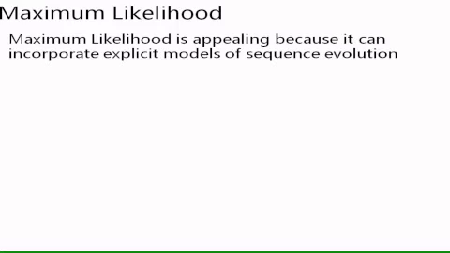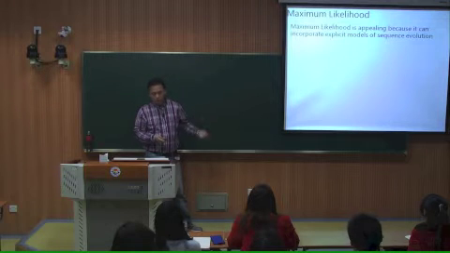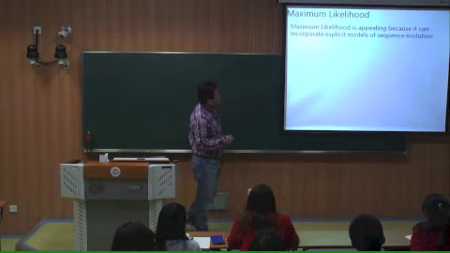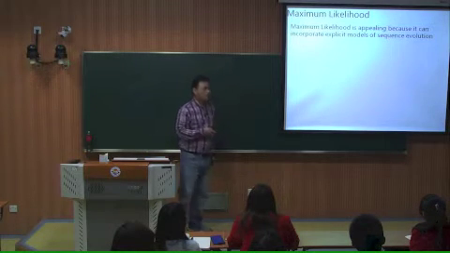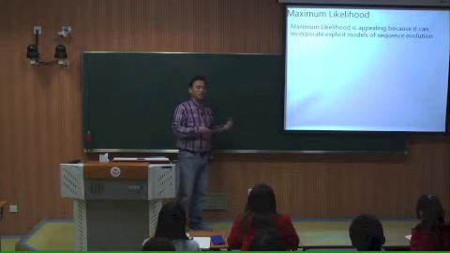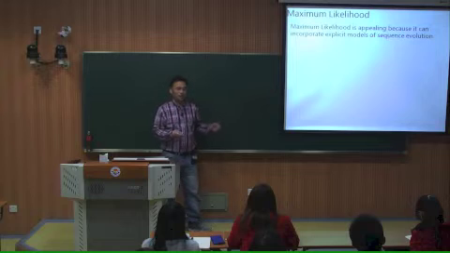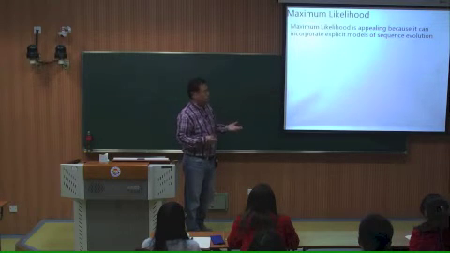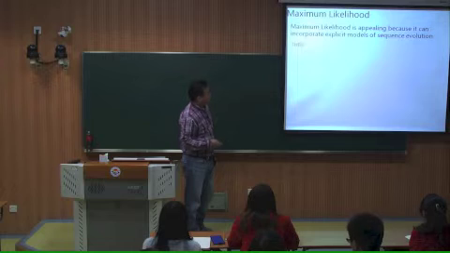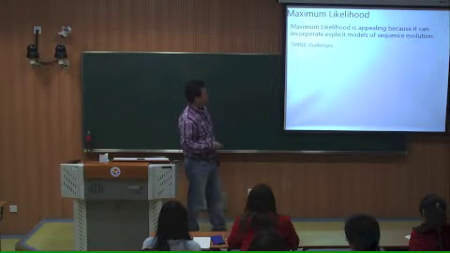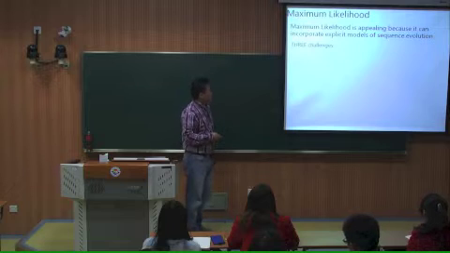So, why do we want to use maximum likelihood? Because it can explicitly incorporate models of sequence evolution. So it can assume a Jukes-Cantor model or a GTR model. So we know the underlying evolution rules for those sequences, if you want to say that. But there are 3 challenges.